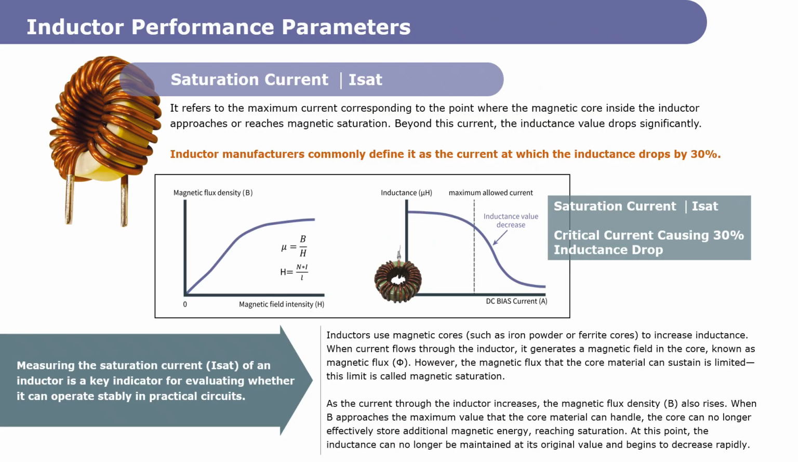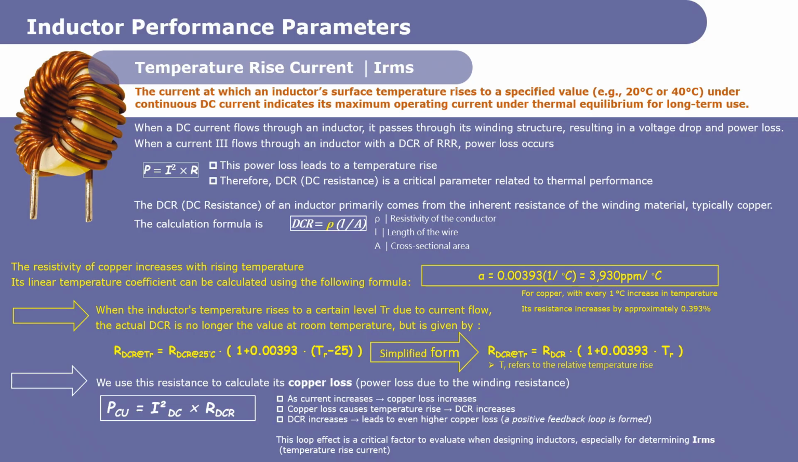To prevent magnetic saturation from affecting circuit design, inductor manufacturers specify Isat, or saturation current, in the datasheet. This value typically refers to the current level where inductance drops by 30%. Next, let's look at another key parameter related to inductor reliability: temperature rise current.